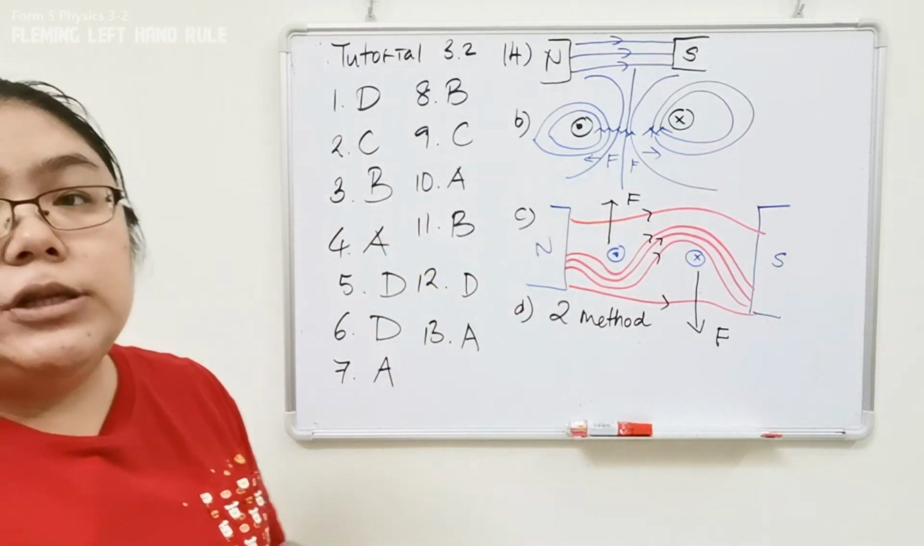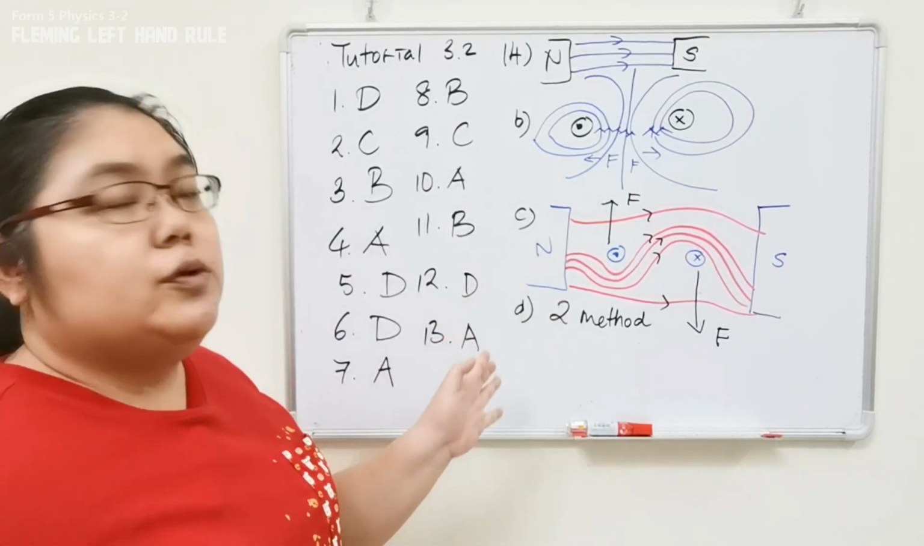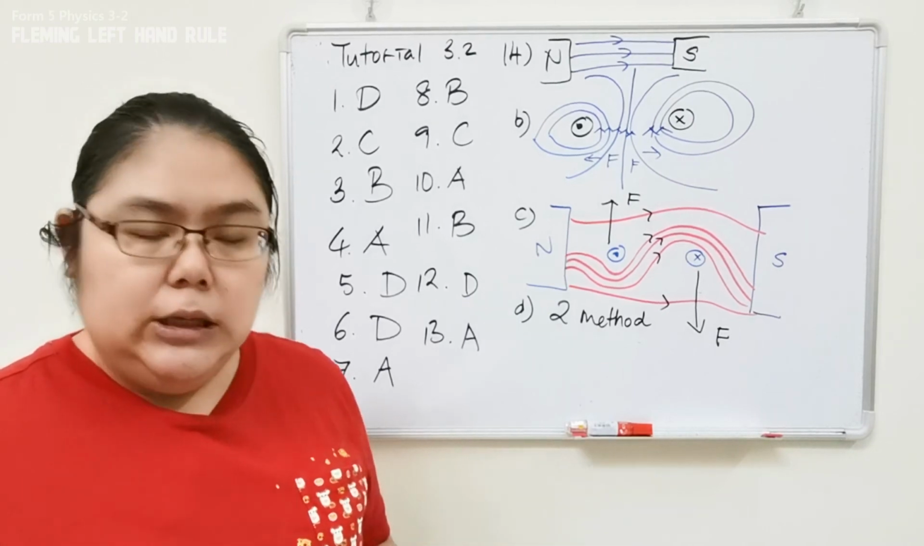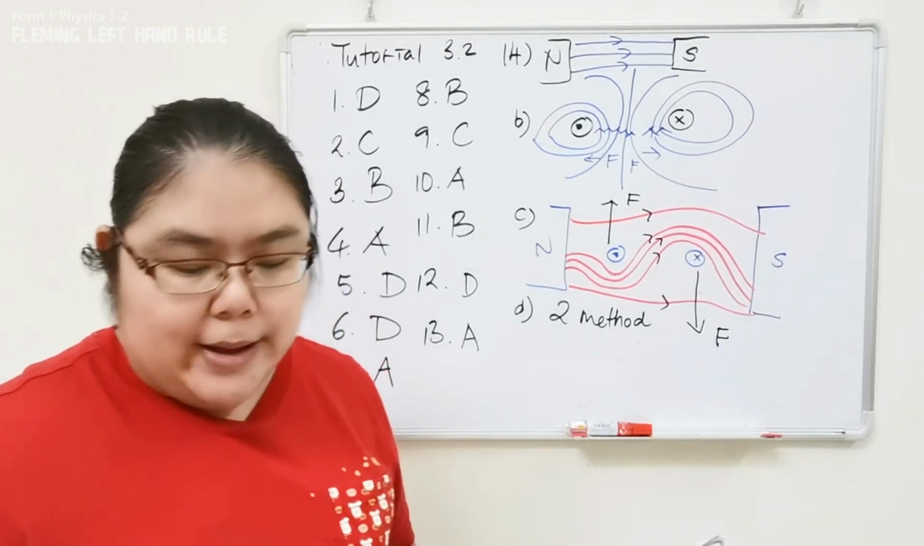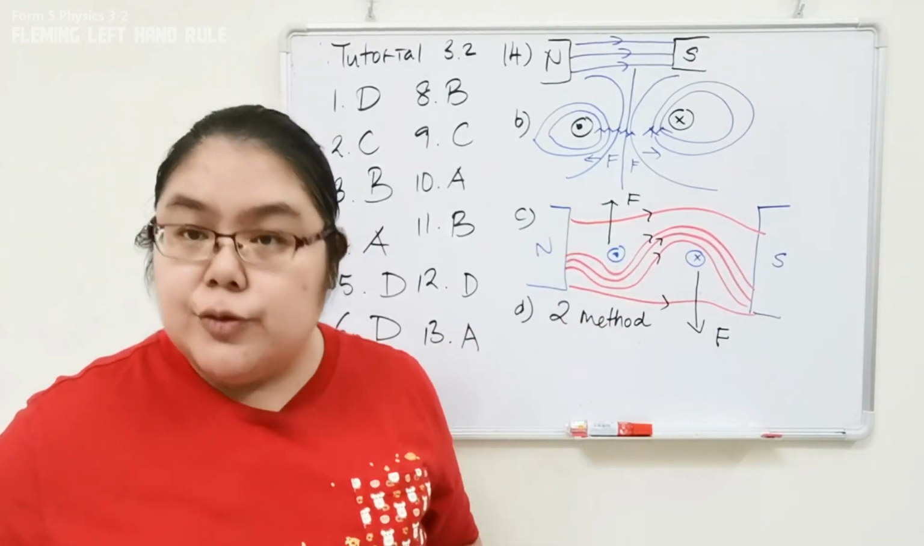So this one we finish question C. We draw the magnetic field, then also label the forces. Then we continue with D: suggest two methods to increase the force. How to make these two forces become stronger.